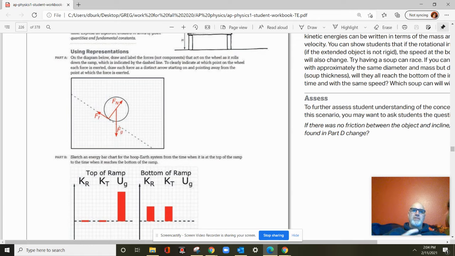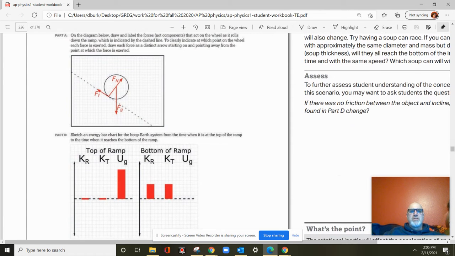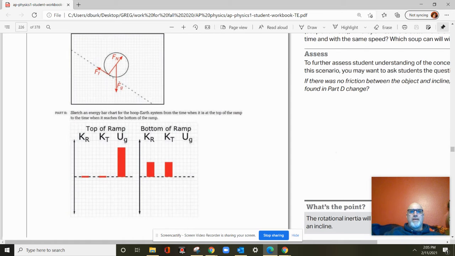So that's interesting. And then the force of friction is also coming from the bottom of the hoop. It said no slipping, so that's friction gripping the bottom of that hoop. So that's an interesting free body diagram. We've never seen anything like that.